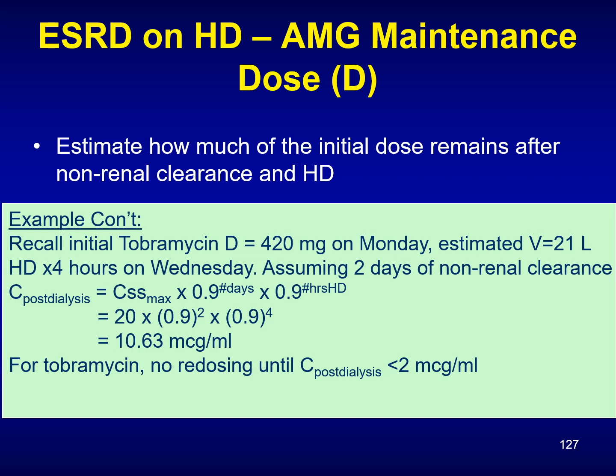micrograms per mL. For tobramycin, due to toxicity reasons, we will not always be dosing to the Cmax after every dialysis. We, in fact, do not need to redose, as you recall from a much earlier slide, until the post-dialysis concentration is less than 2.